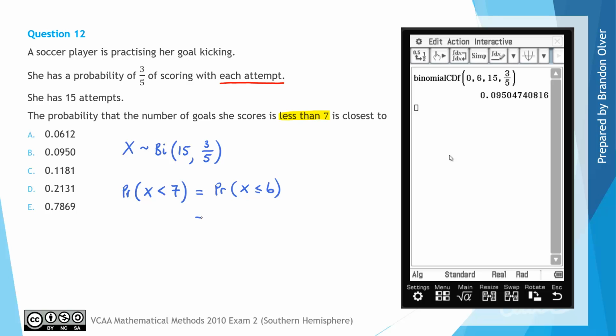So from the CAS calculator, we found that this was equal to 0.0950 to 4 decimal places, which means option B is correct for question 12.